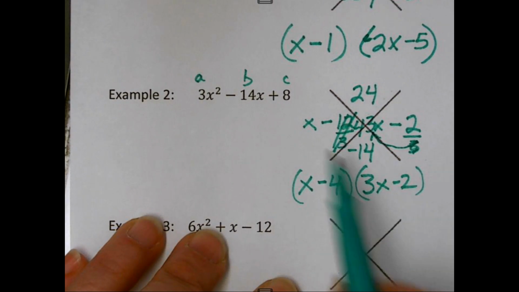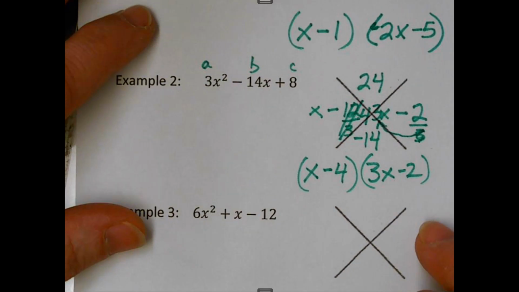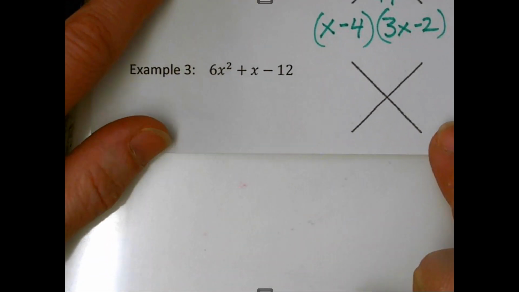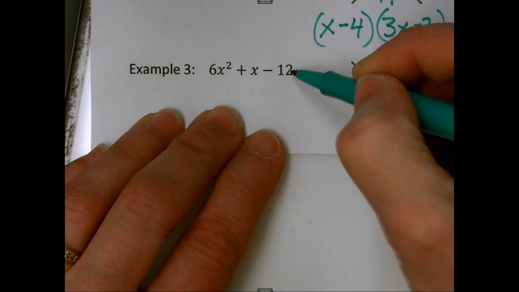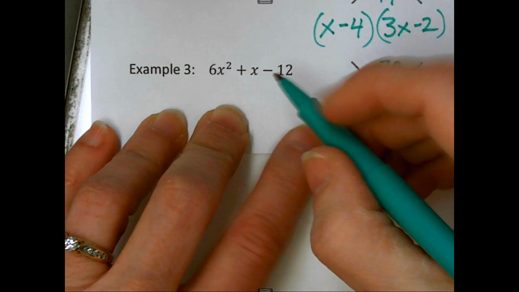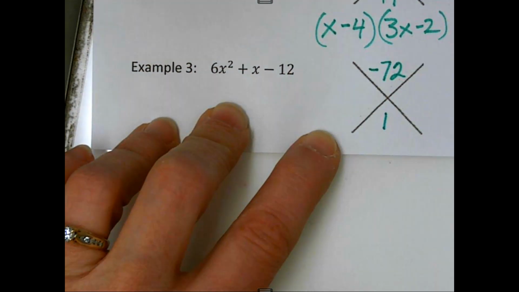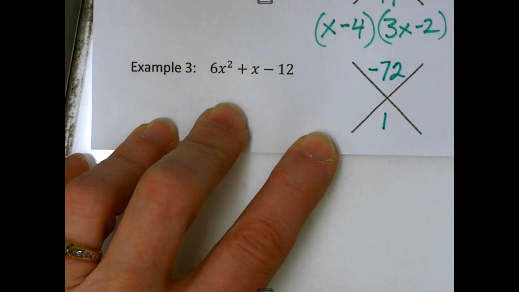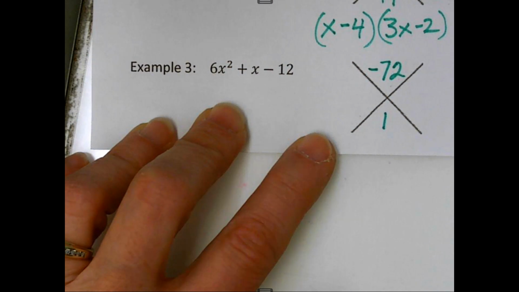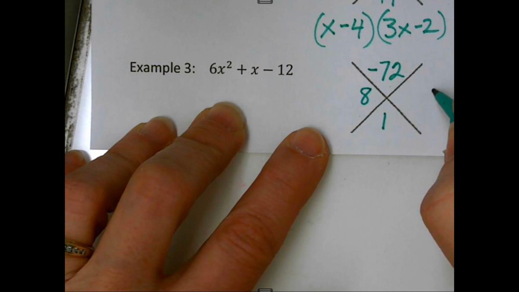Next one here. 6 times negative 12 is negative 72. The invisible 1 is going to be the bottom. Because the product is negative, we need a factor pair of 72 that has a difference of 1. Look at your factor pairs of 72: 8 and 9. Now, which one's positive and which one's negative? We need positive 1, so the bigger one is going to be positive. The smaller factor will be negative.